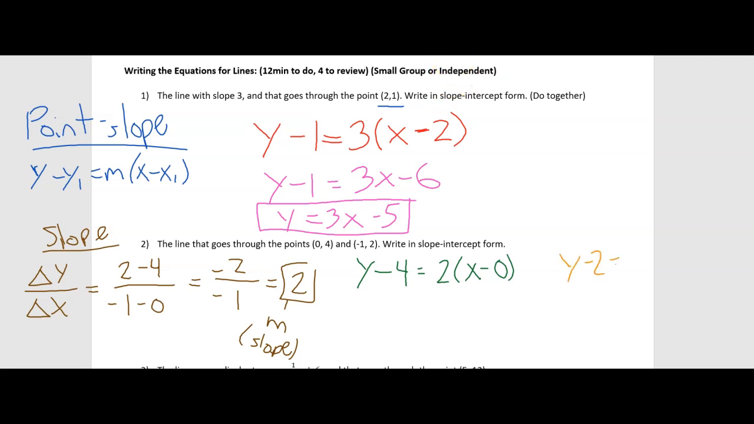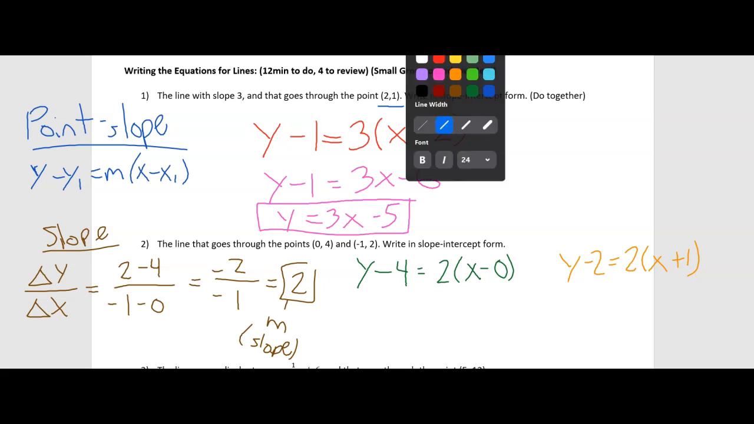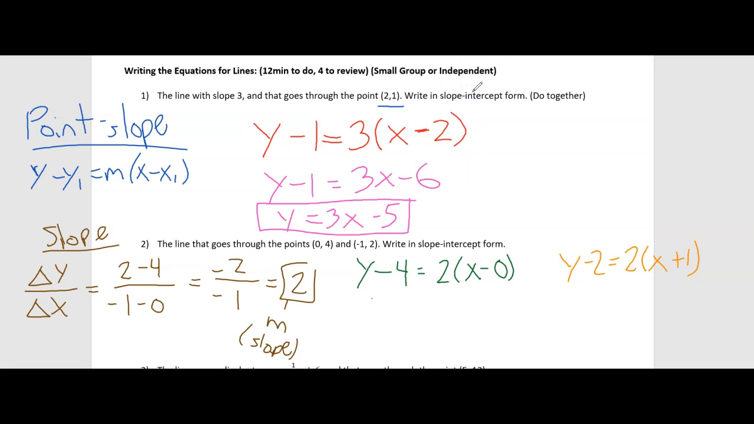So I get y minus 2 is equal to 2 times the quantity x minus negative 1, so this becomes x plus 1. And now we're going to put both equations into slope-intercept form, and you'll see we get the same thing. Let me go back to my green. I get y minus 4 is equal to 2x. If I add 4 to both sides, I get y is equal to 2x plus 4.